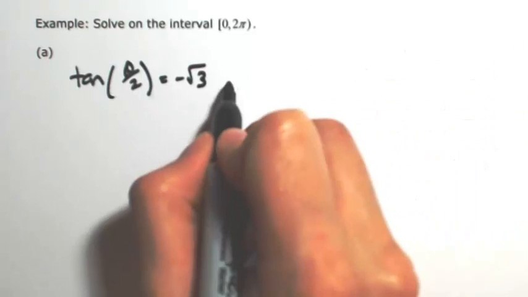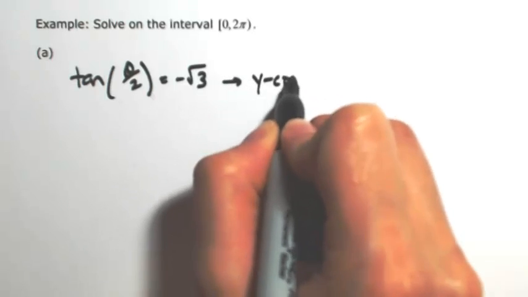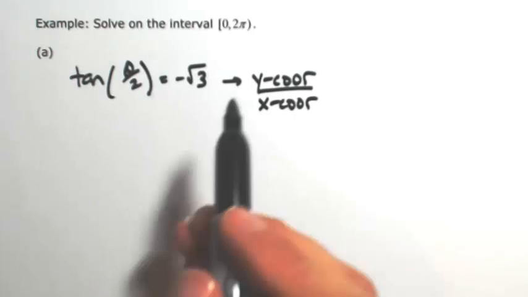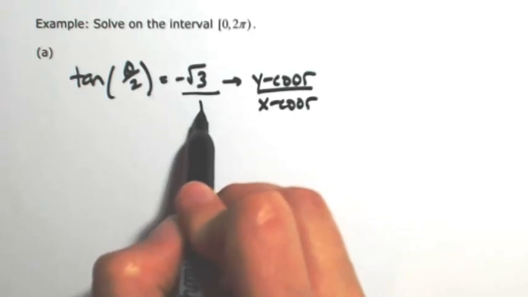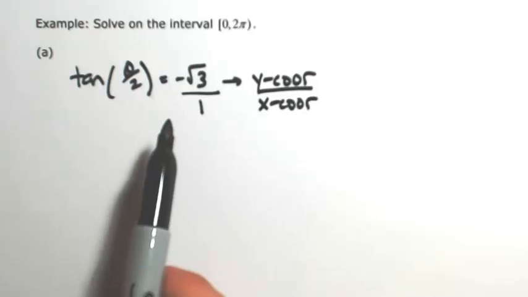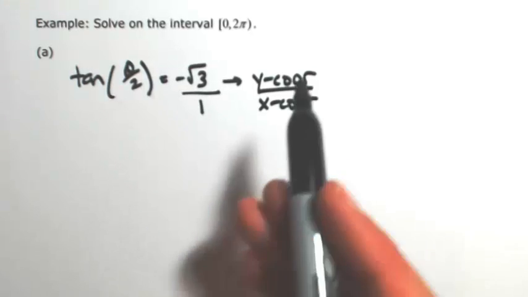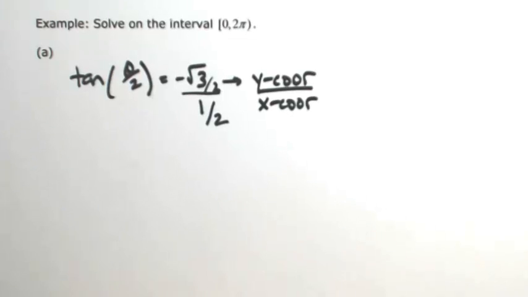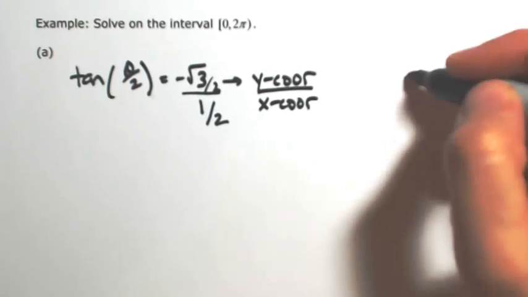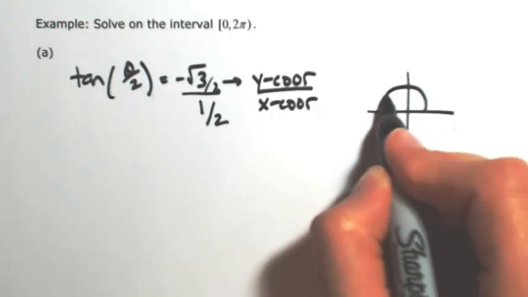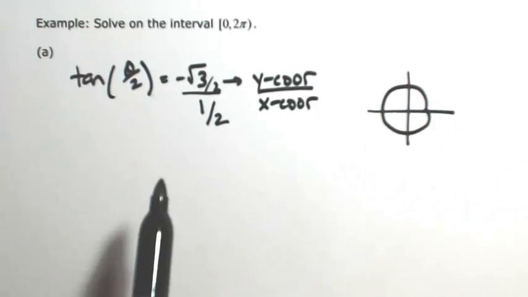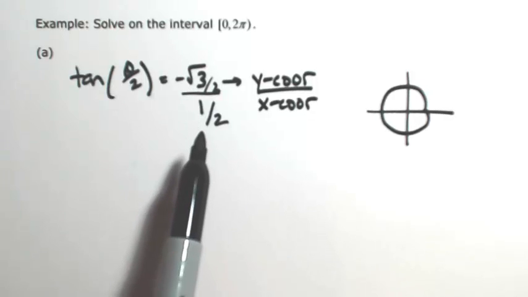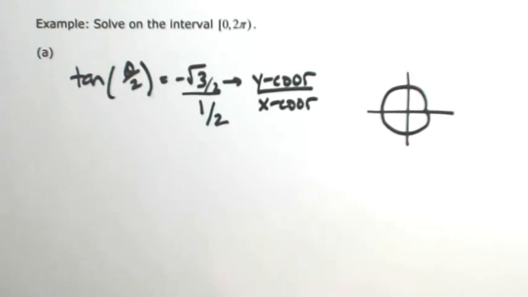Tangent on a unit circle would be the y-coordinate over the x-coordinate. So negative square root of 3 is technically over 1. On the unit circle, square root of 3 is always over 2, same thing with its counterpart, 1 over 2. So I'm looking for the place or places on the unit circle, again between 0 and 2 pi, where the y-coordinate is square root of 3 over 2 and the x-coordinate is 1/2. Keep in mind that one of them has to be negative.